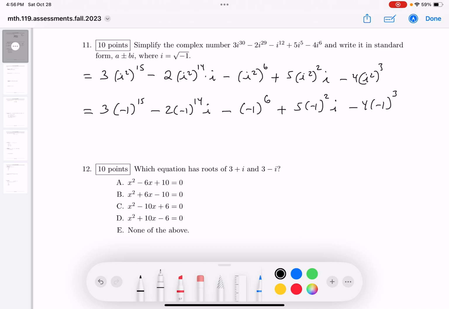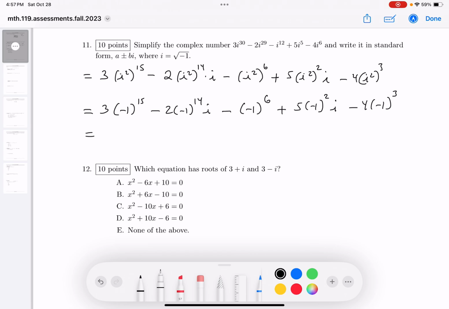All right, a lot of writing, right? So let's take a look at it, make sure I've done everything correct so far. I'm just looking at the exponents now: 30, 29, 12. Let's see, 4 and 1 is 5, and 2 times 3 is 6. Looks pretty good. Let's get the coefficients right: 3, minus 2, minus 1, 5, and a minus 4.